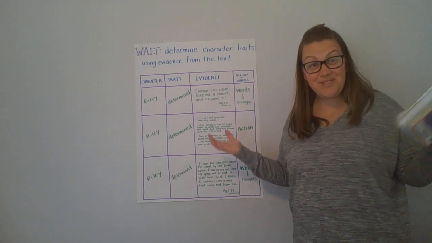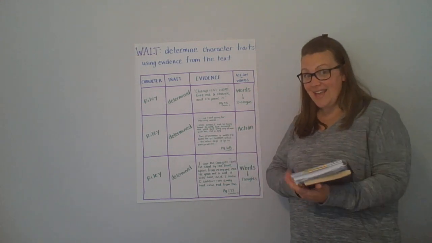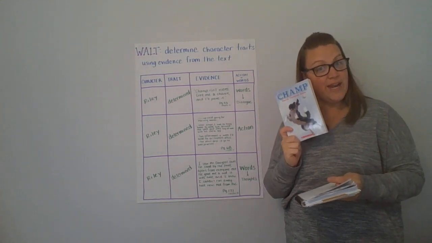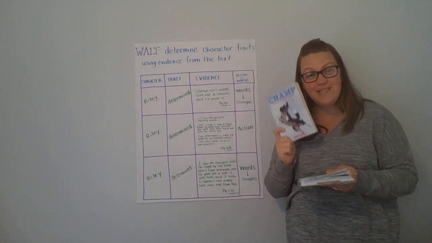That's it. So, I hope today you learned how to determine character traits using evidence from the text. And today we determined that Riley from Champ is a determined character.